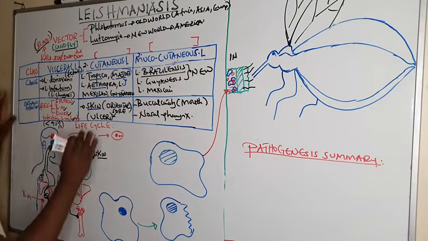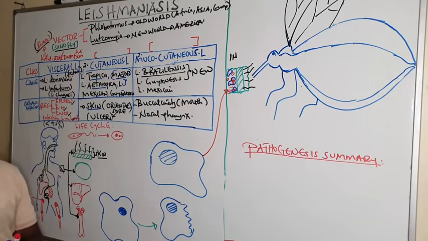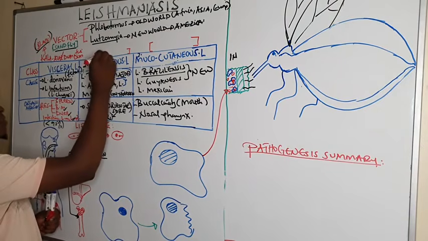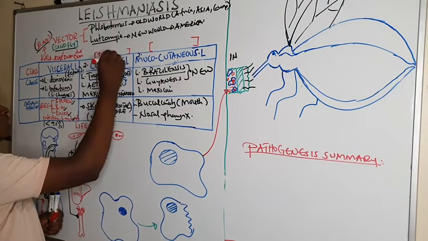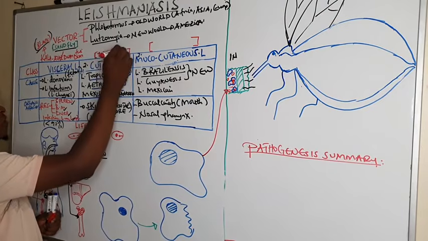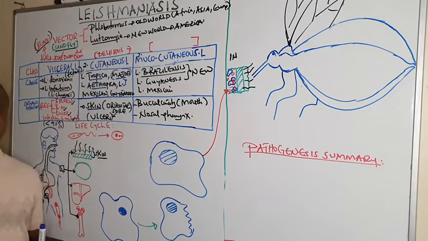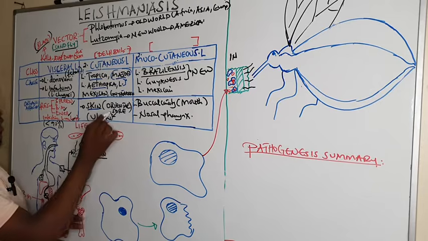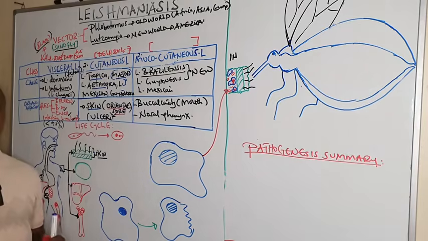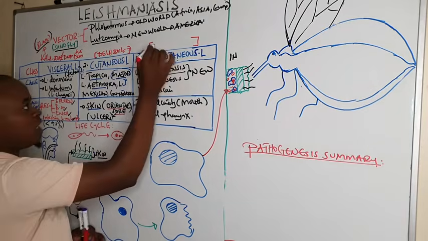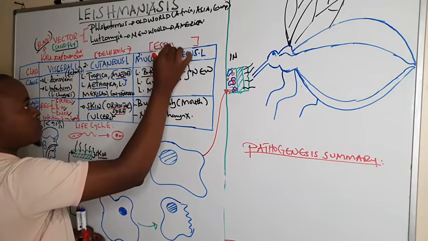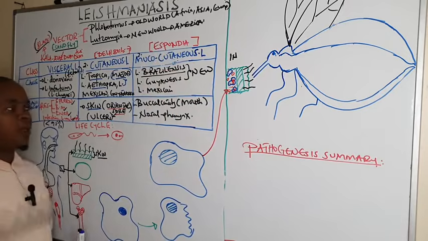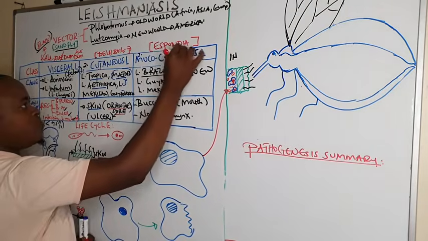So after understanding the different classes, but before we leave them, cutaneous we can call daily boil. So if they ask which of the following classes causes the daily boils, that is cutaneous, which we have also called oriental sores, wet and dry. Then muco-cutaneous, we can call espundia. This is its other name, and it affects majorly the New World.